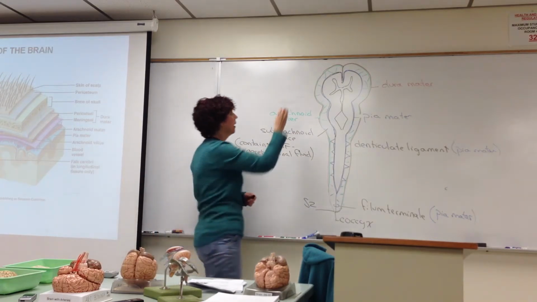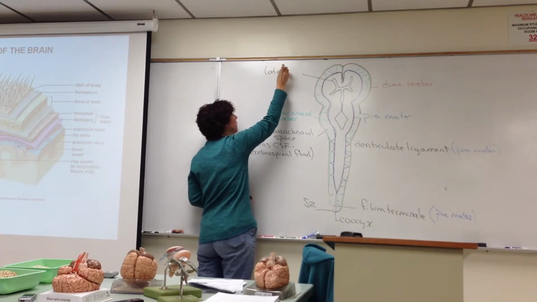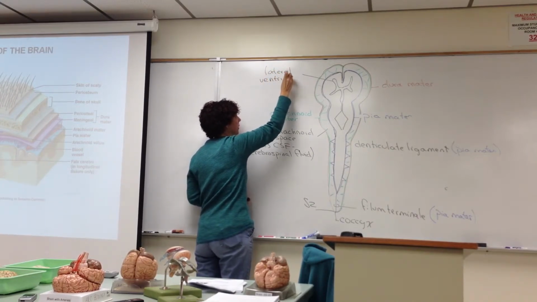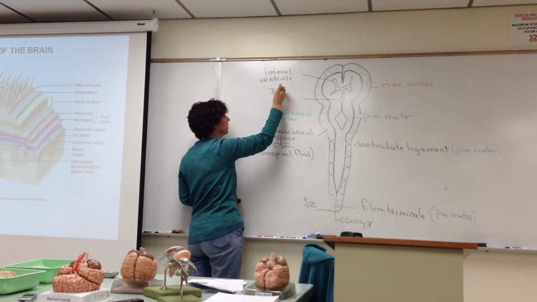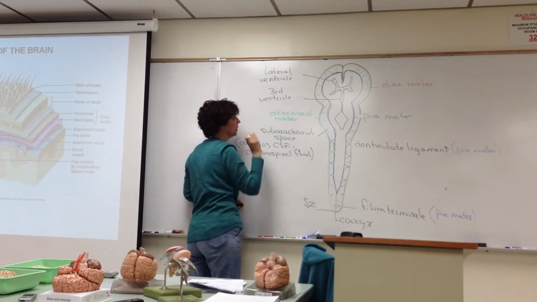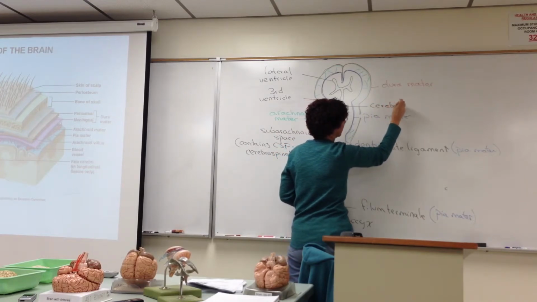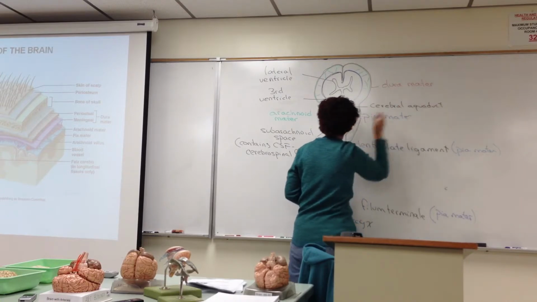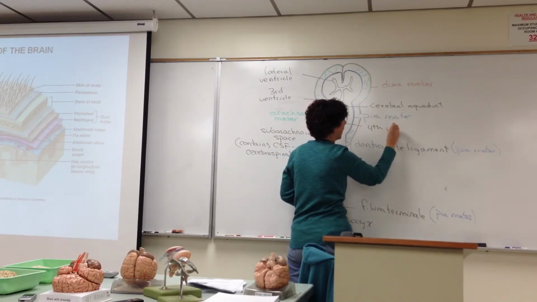All right. So lateral ventricle. Remember, those are 1 and 2. Third ventricle. Cerebral aqueduct in the midbrain, and fourth ventricle in the medulla and the pons.